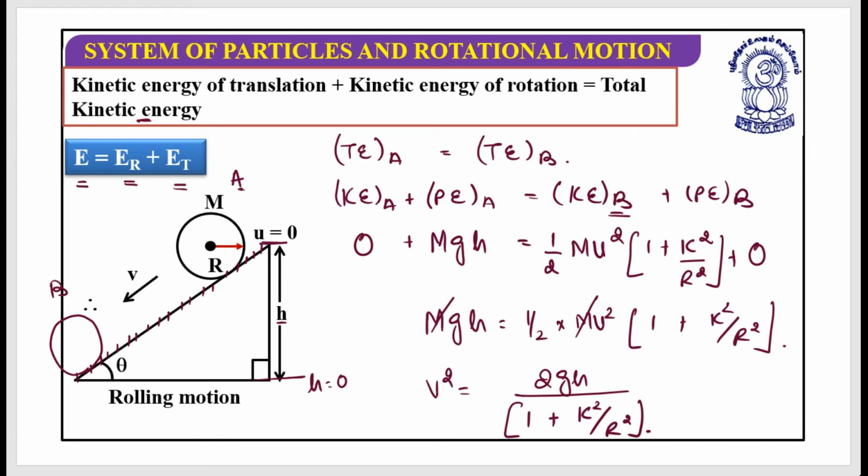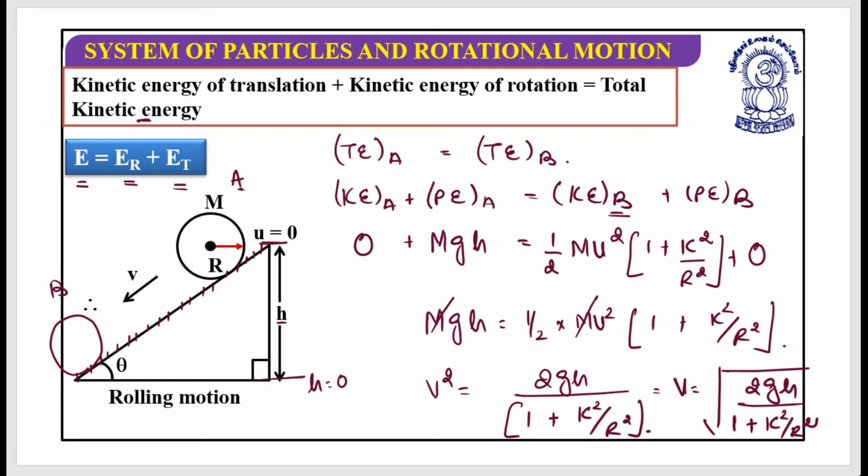This is v square. I hope this is clear. If I want v, it is the square root of this: root of 2gh upon 1 plus k square by r square. Is it clear? So this was the velocity when it has reached the bottom, the foot of the wedge. I hope this is clear. Is it clear?